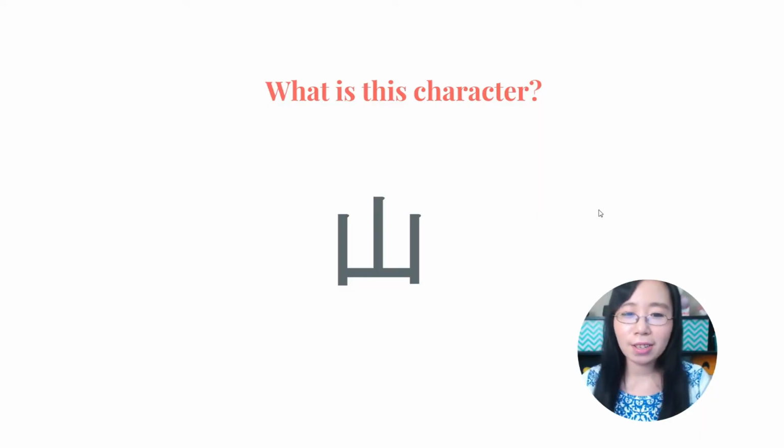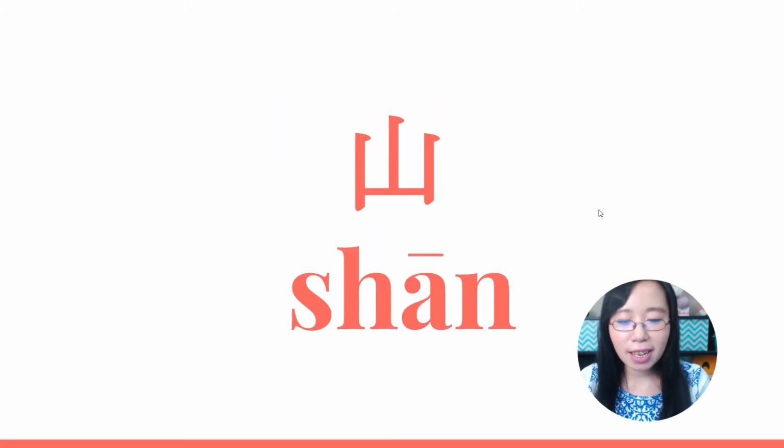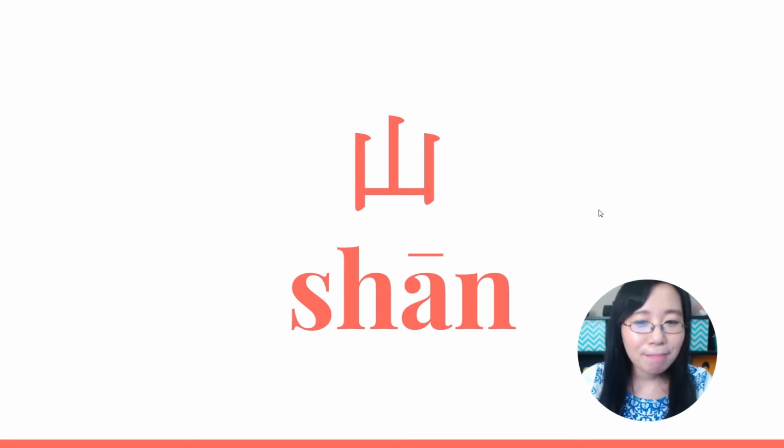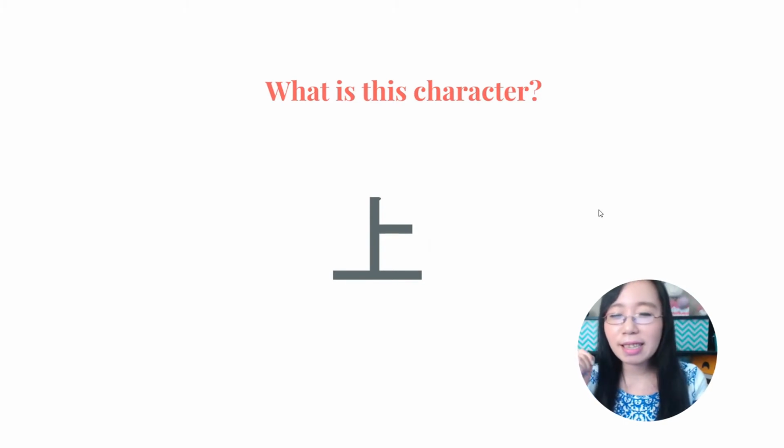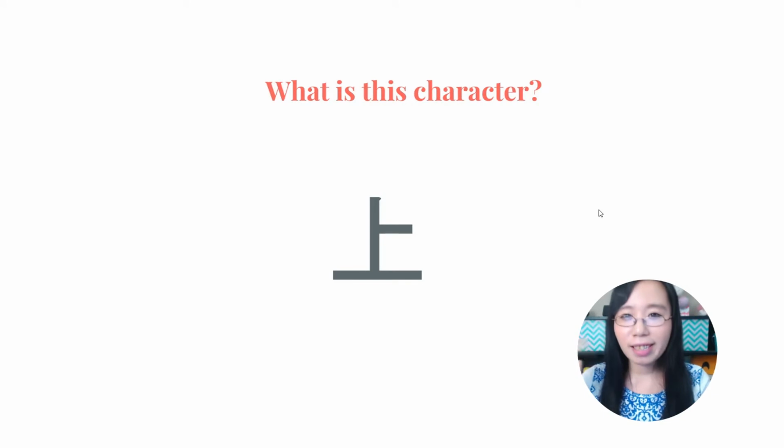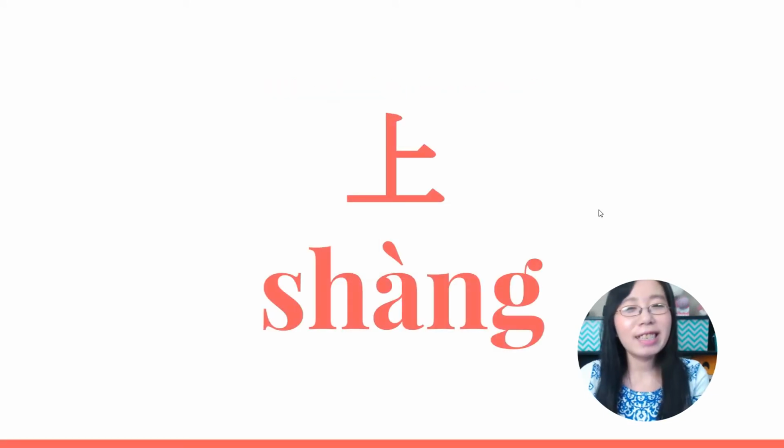Okay, let's have a mini quiz. What is this character? Tell me the sound, the definition. When you tell me the sound, make sure you tell me the tone and the pinyin. Okay, so 3 seconds. 1, 2, 3. Okay, so this character is Shan, and it means mountain. Next one, what about this character? Same thing as the previous one. 3 seconds. 1, 2, 3. Alright, this character is Shan, and it means on top.